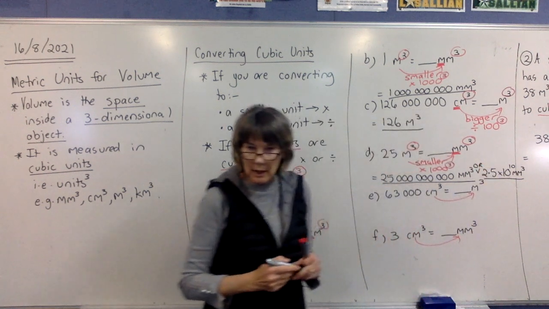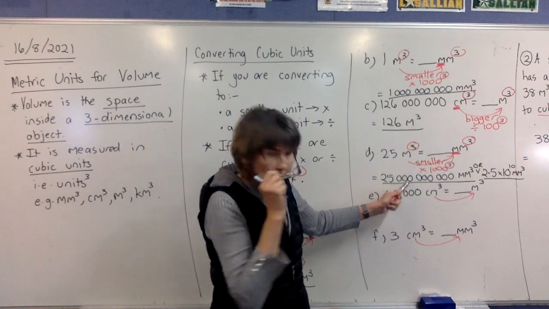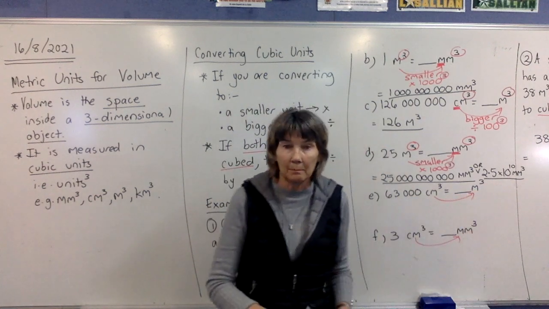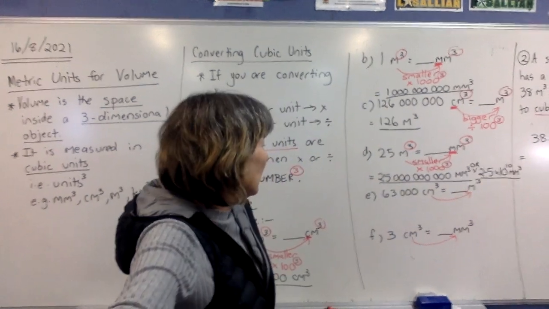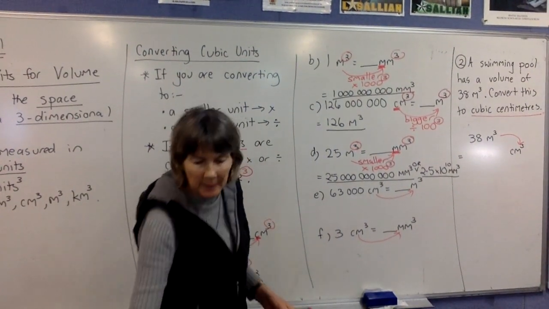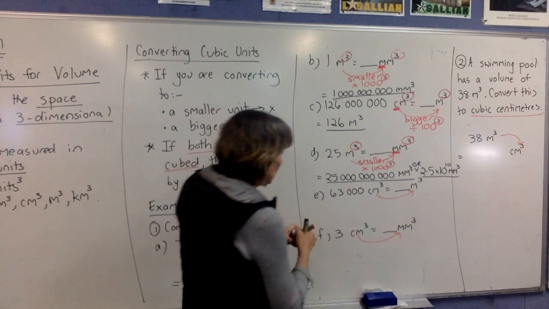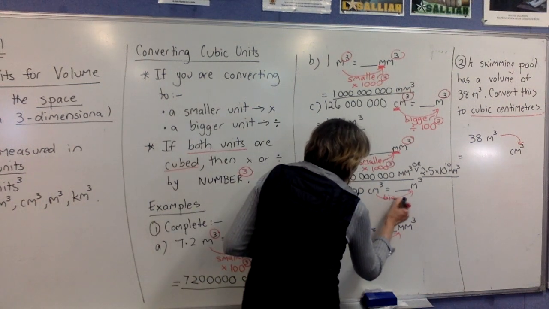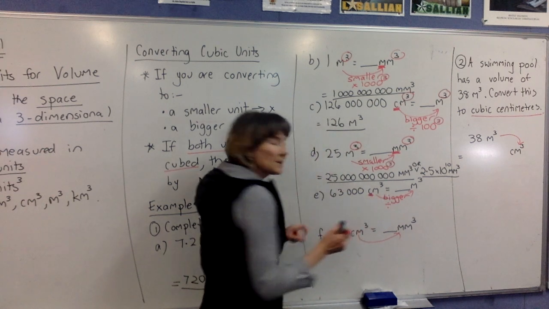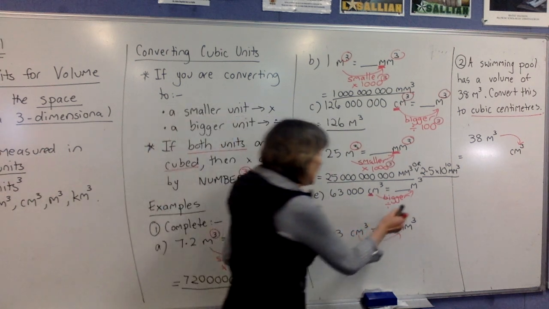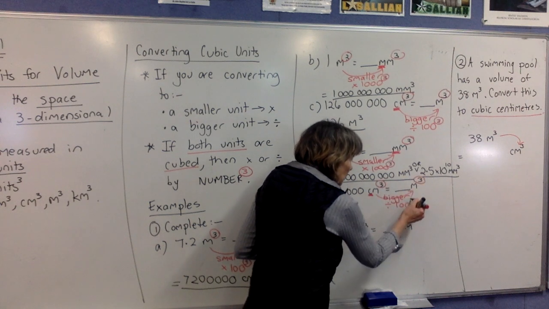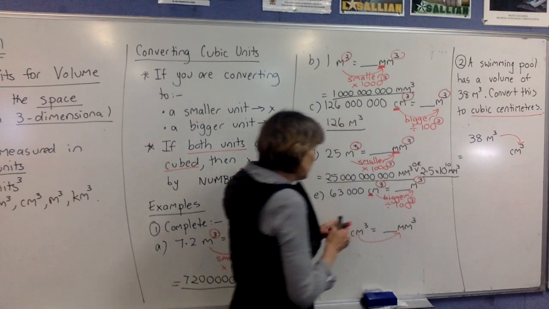Now, if your calculator said that, you write that down. If your calculator said that, you write that down. They're both right. Okay, in E, we're going from centimetres cubed to metres cubed. We're going to a bigger unit, so we're dividing. The prefix is C for centi, that means 100. The units are both cubed, so our 100 is going to be cubed as well.